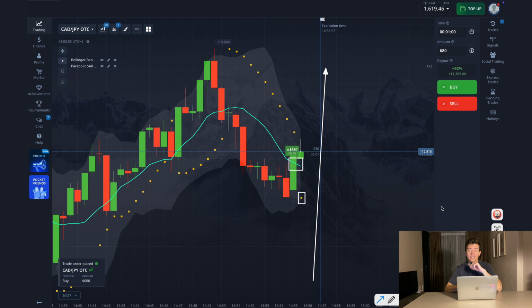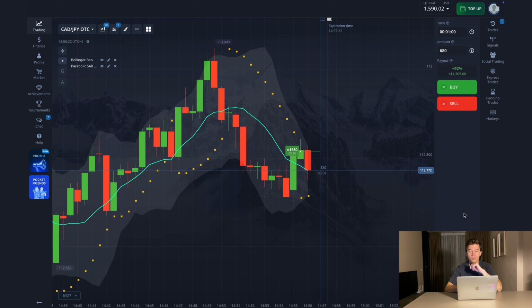The Parabolic SAR also highlights this uncertainty. Only a single dot appears, which is not enough to consider the signal reliable. For confidence, we need at least 2 or 3 dots in a row to confirm that the indicator truly supports the direction. In moments like this, caution is the best decision. The market hasn't formed a clear structure yet, and rushed actions can easily lead to unnecessary risks.